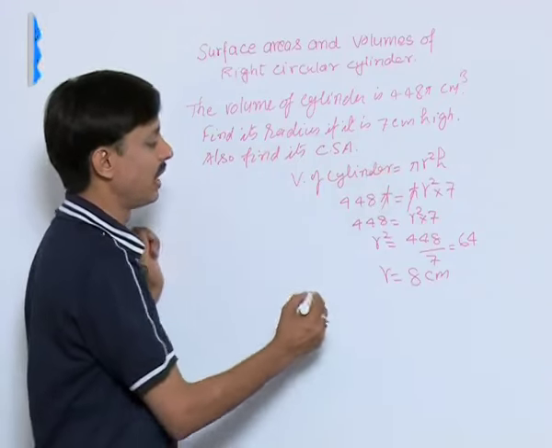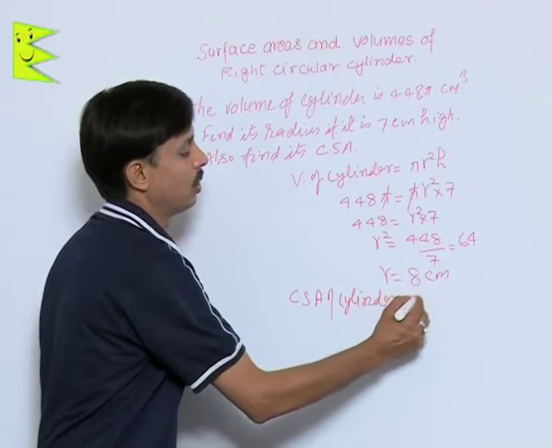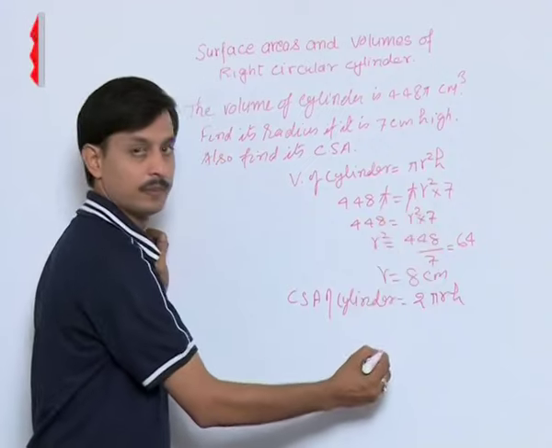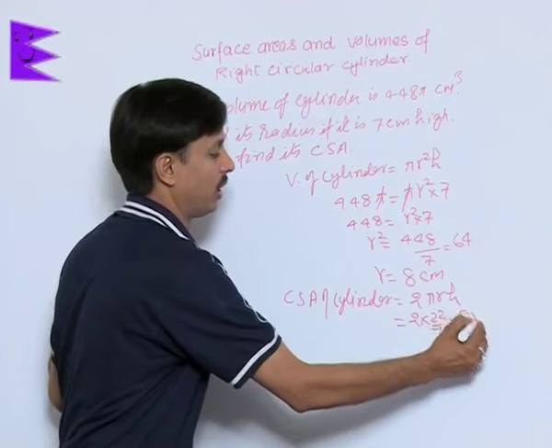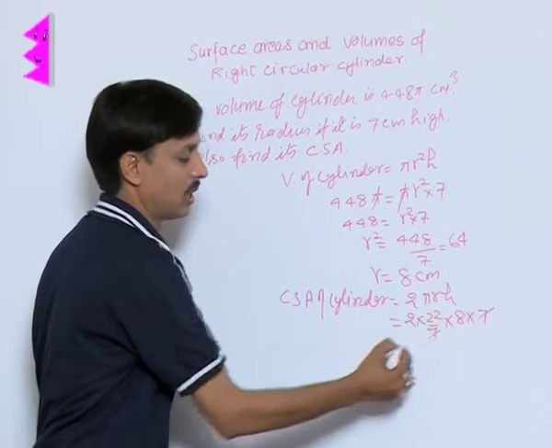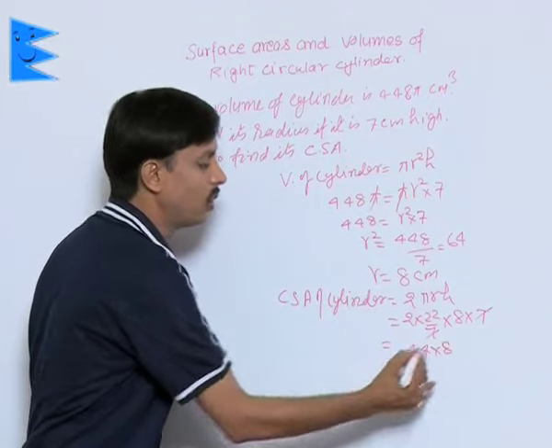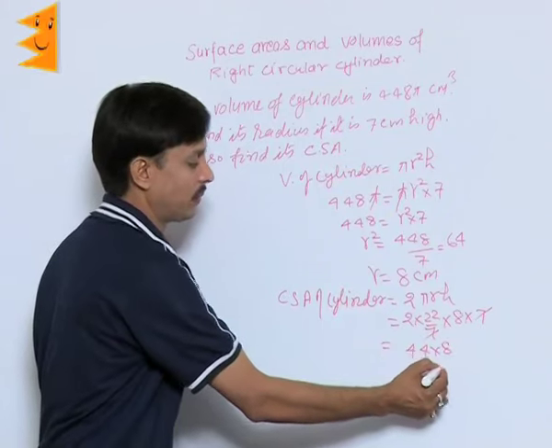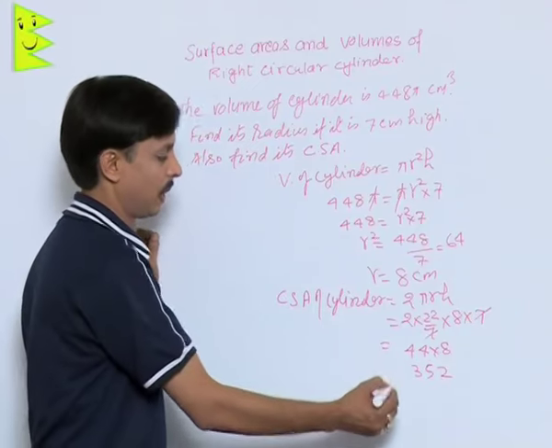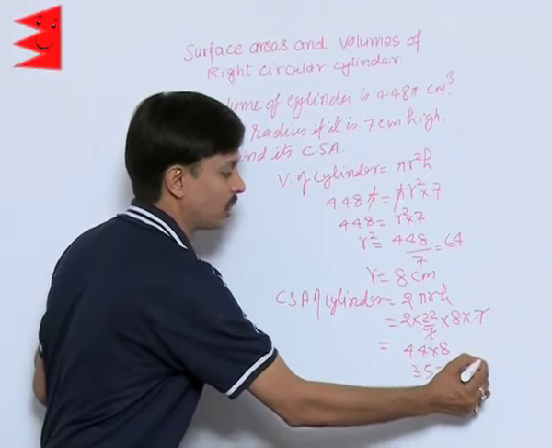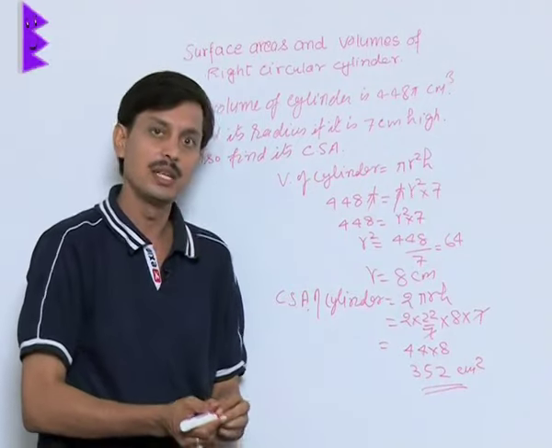Also find its CSA. The CSA of a cylinder, the formula is 2 pi RH, meaning 2 into 22 by 7 into radius 8 into height 7. This gets cancelled. So I can say it is what? 44 into 8. So 8 4s are 32, then 8 4s are 32 plus 3 is 35. So this is 352 centimeter square, the curved surface area of this cylinder.